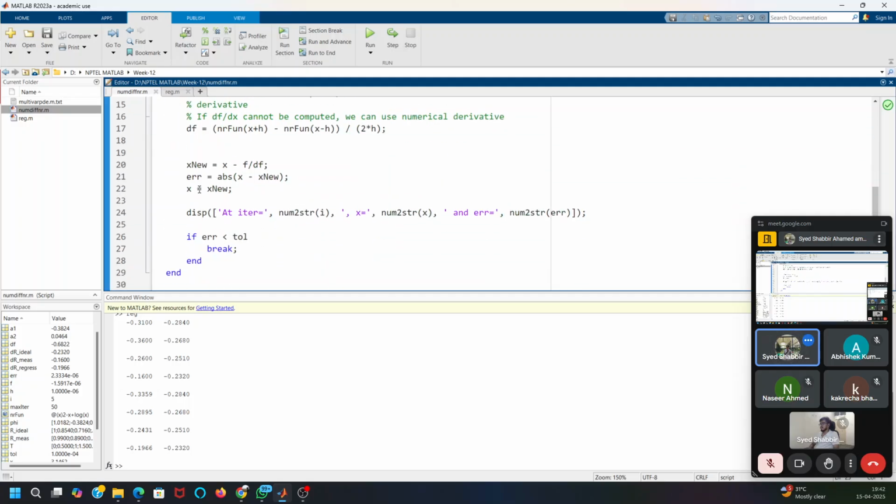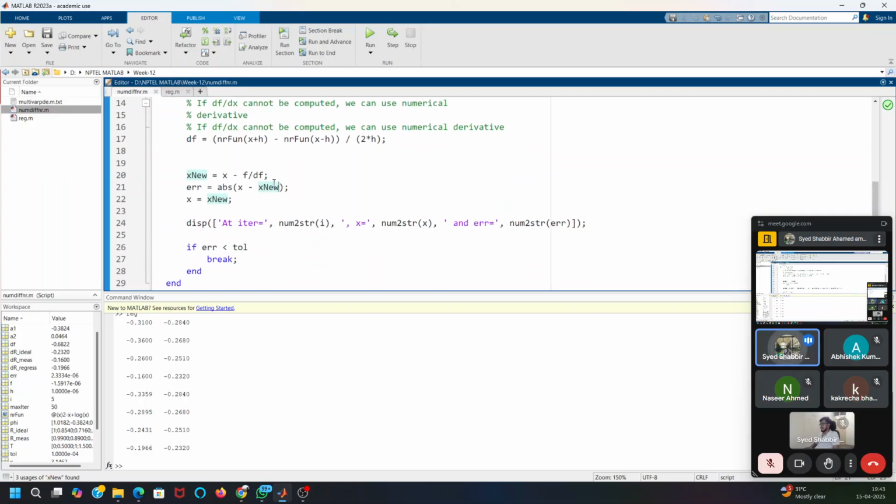In Newton-Raphson, if we are going from one iteration to the other and your x value is coming very near, like if you are getting 1.2 in one iteration and then 1.2 again, it means your solution is converging. That's what the error is. You can see x minus x new. So x is nothing but the old x value, and x new is what we get after calculating.